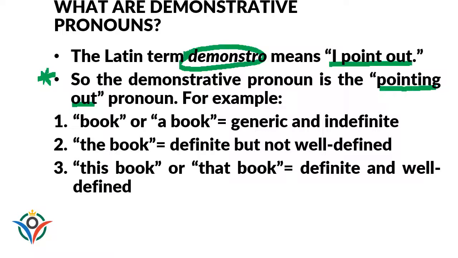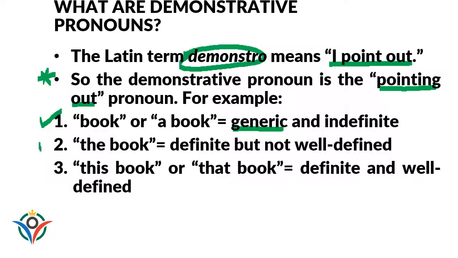So for example, if we were speaking about a book, we could say book or a book. If we were to speak about it by using the indefinite article, then we would be speaking about a book in a very generic way. In other words, a very general way. It could be any type of book that we were referring to.